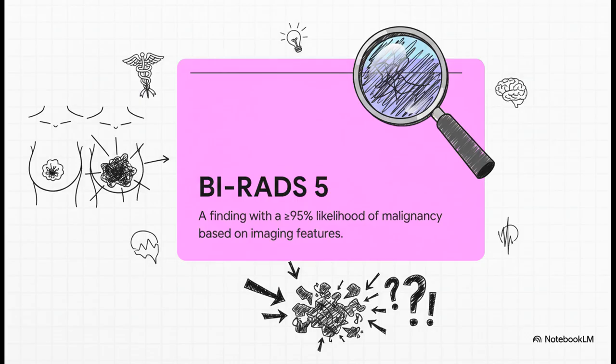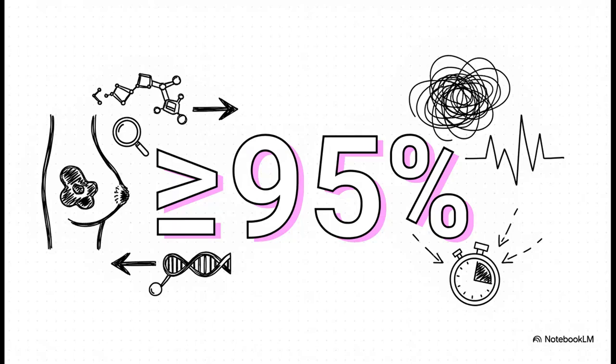BI-RADS stands for the Breast Imaging Reporting and Data System. Now, you can think of it as a universal language that radiologists use to talk to each other and to other doctors. And a BI-RADS 5 score? That's the highest level of suspicion. It's basically the radiologist's way of saying, hey, based on everything I can see in this image, this looks really, really concerning. And they don't just say very concerning, they actually put a number on it.